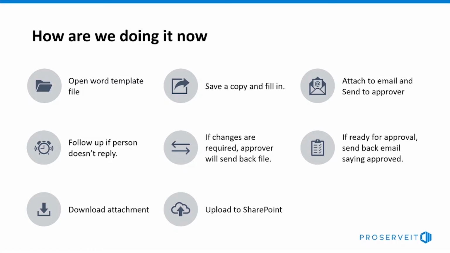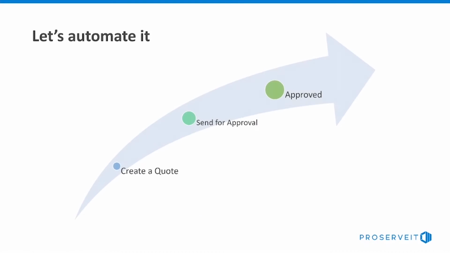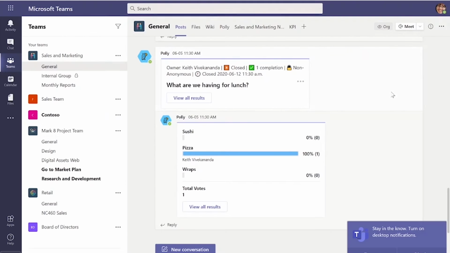Now, when we're talking about automation, what can we do? It's all about minimizing the amount of steps it takes and automating it. So if we're looking to automate it, it's as simple as let's create a quote, send it for approval, and get it approved.